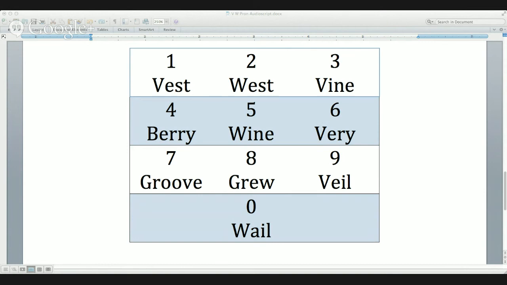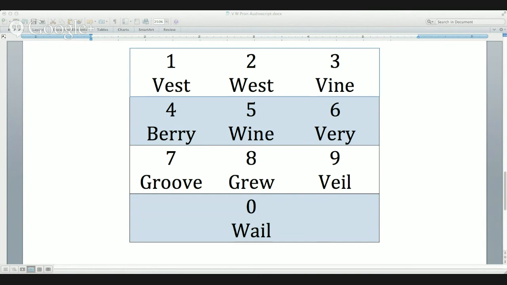Okay, so now we'll do another 6 numbers. Jade, whenever you are ready. Berry, very, grew, will, grew, mile. Sorry, I couldn't hear. Can you read, please?